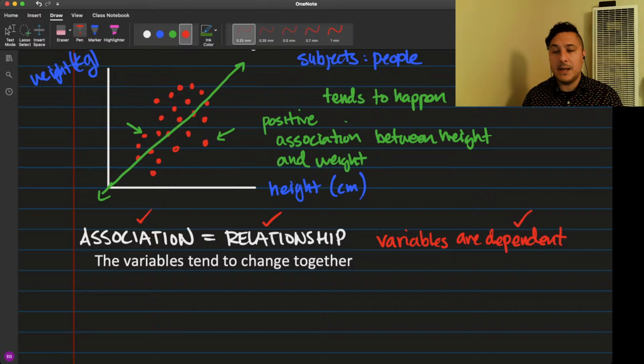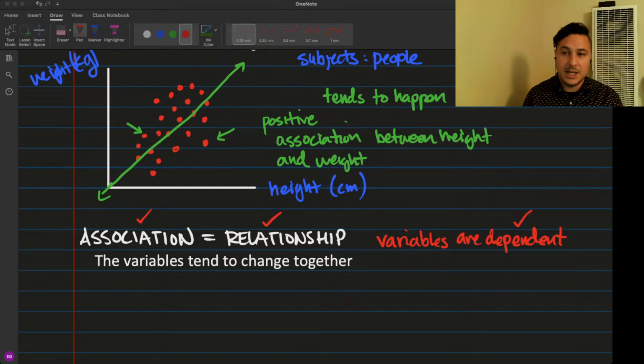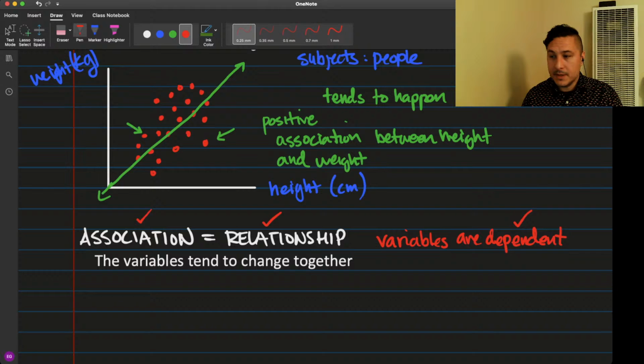So there are 2 types of relationships or associations, negative or positive association. In both cases, you would say that those variables are dependent. That's a good question, actually. But that's what I mean by they're practically speaking the same, even though they don't literally mean the same thing.